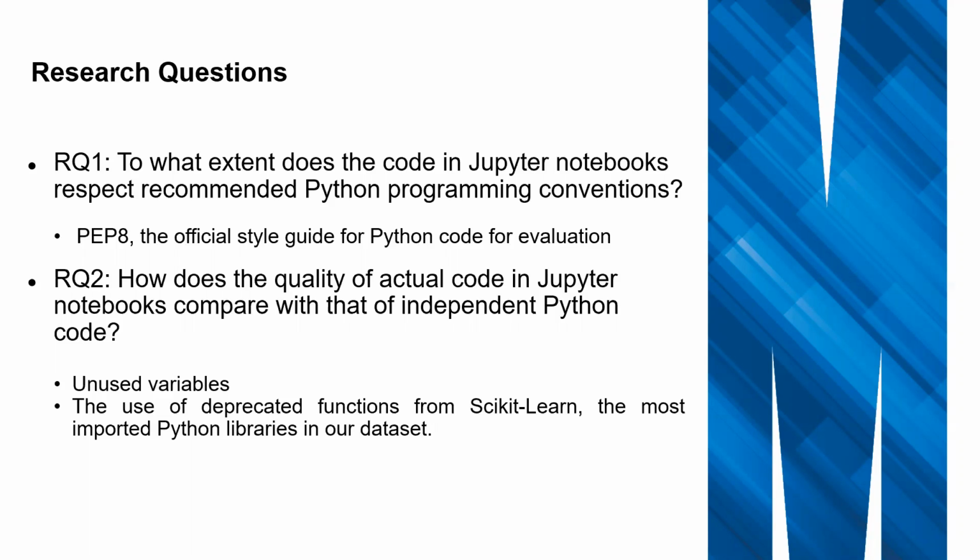And the other research question is, how does the quality of actual code in Jupyter notebooks compare with that of independent Python code? We check in this research question if unused variables are present in Jupyter notebooks. Additionally, we also look at if notable Jupyter notebooks contain code using deprecated functions of Python libraries. As a representative example, we investigated the use of deprecated functions from sklearn, a very popular machine learning library.